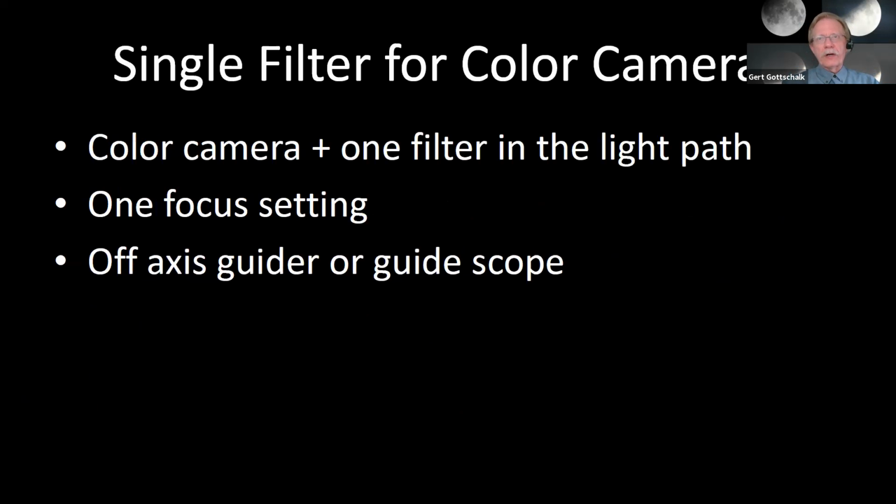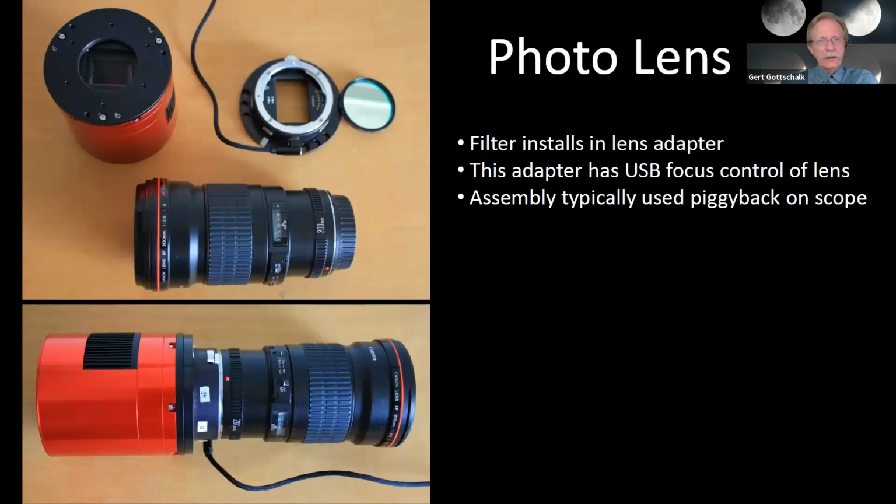Single filter for color cameras. You will use a color camera. You will have one filter in the light path. You will have one focus setting. Still, you need guiding and a guide scope. How does that setup look?